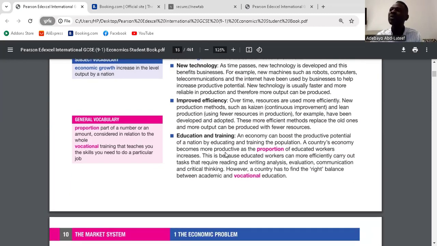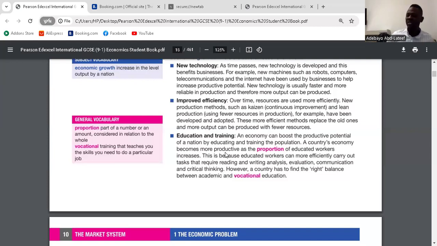Improved efficiency. For efficiency, we're talking about a better way of doing things by reducing waste and improving quality. That is efficiency. It can also bring about economic growth. So they wrote, over time, resources are used more efficiently. New production methods such as kaizen and lean production, for example, have been developed and adopted. These more efficient methods replace the old ones and more output can be produced with fewer resources.